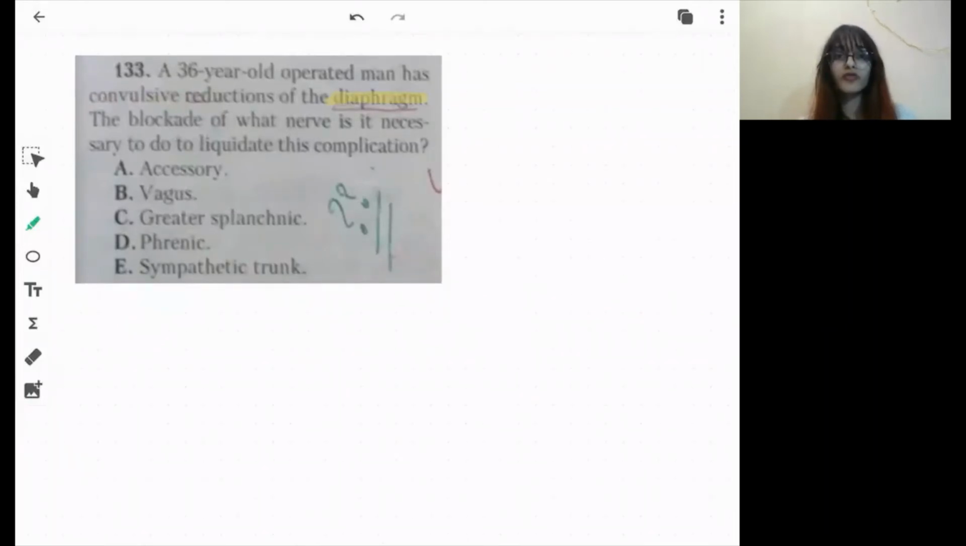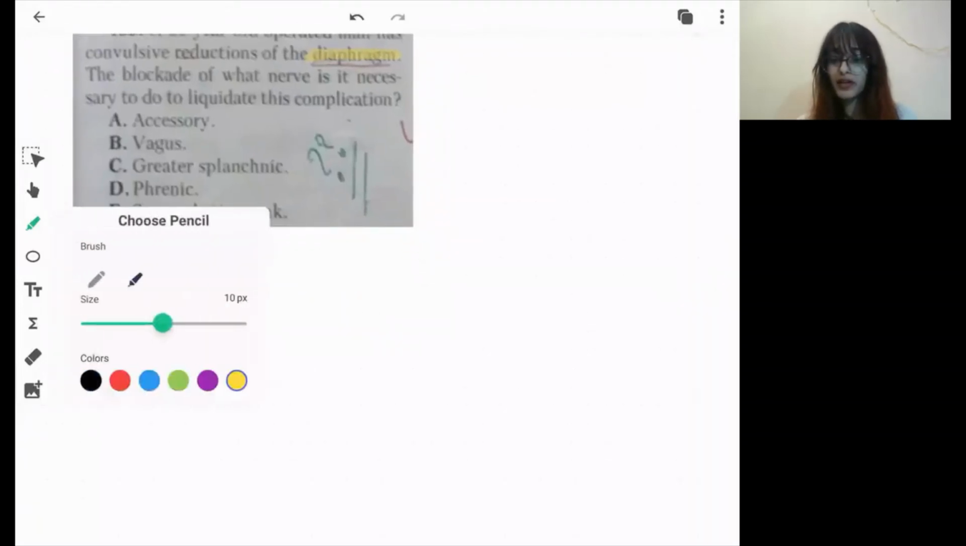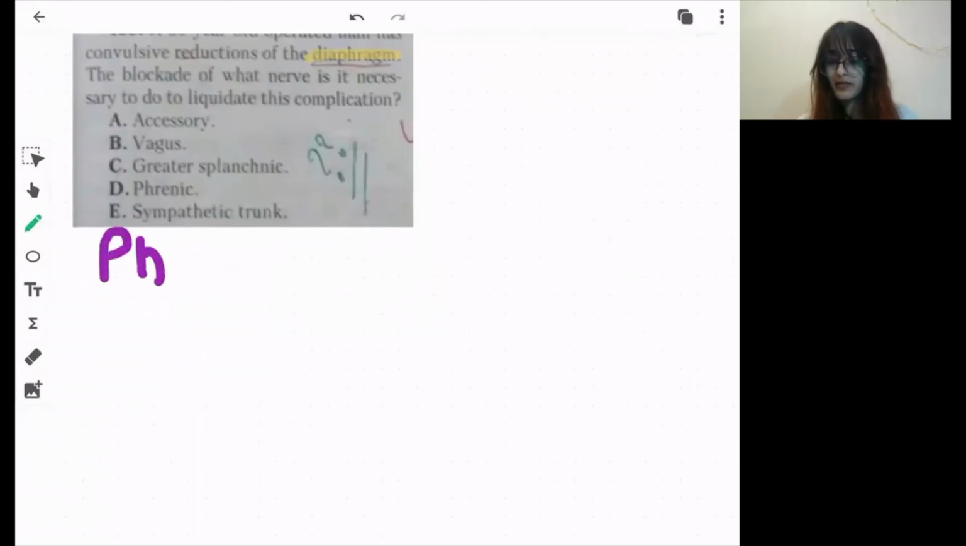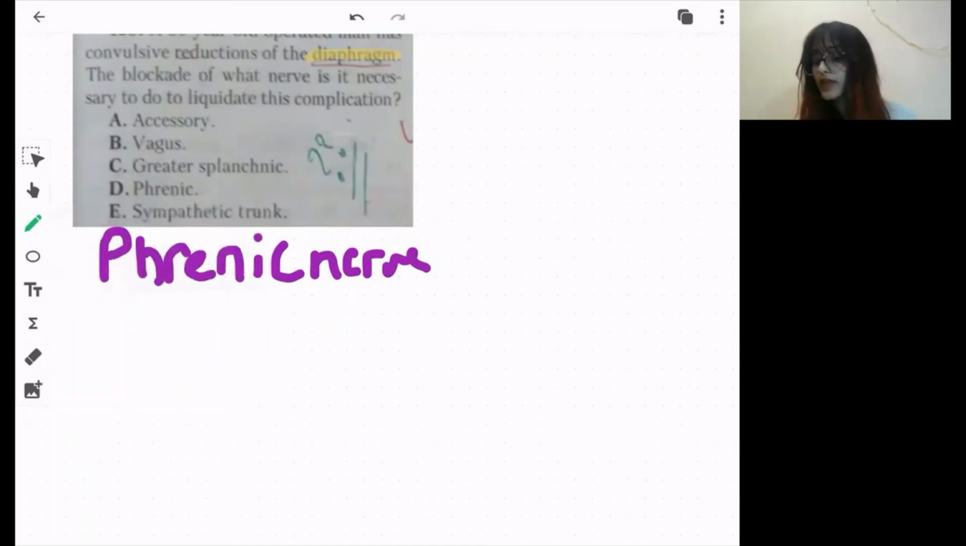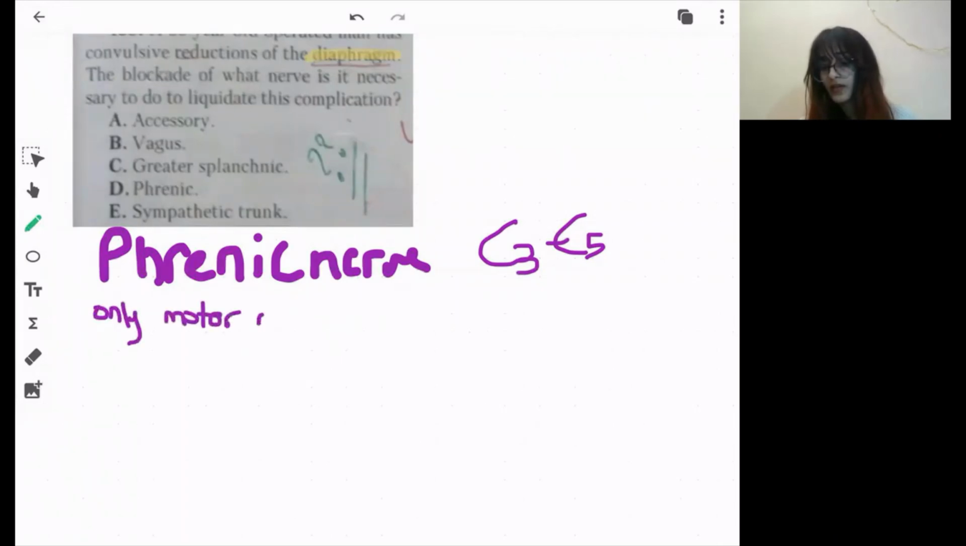So let's also talk about the next question, question 133, that a man has convulsive contractions of the diaphragm and what nerve should be blocked to eliminate this complication. So anyways, the diaphragm, if you know, is innervated by the phrenic nerve. And very important is its root value. The root value is C3 to C5, that is cervical 3 to cervical 5. And it is the only motor nerve to the diaphragm.